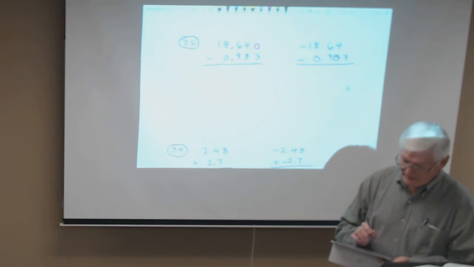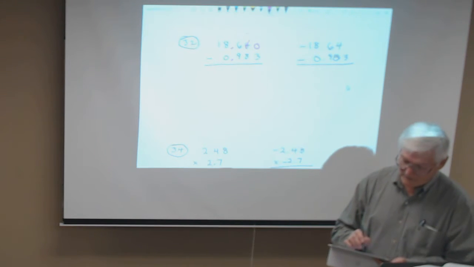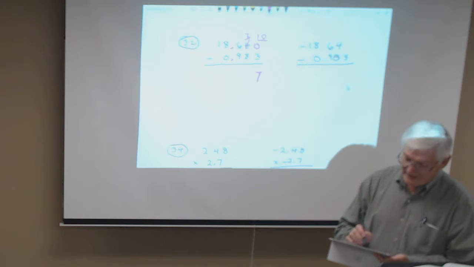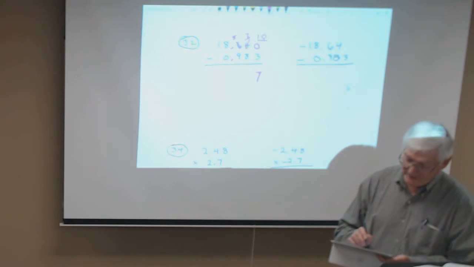Oh, man. What's 0 minus 3? I can't do that. I have to borrow from the 3, and that means I have 10 of these, and 10 of these minus 3 of these is 7 of these. And 8 from 3, I can't do that, so I have to borrow, make that a 5, and this becomes 13. 13 minus 8 is 5.